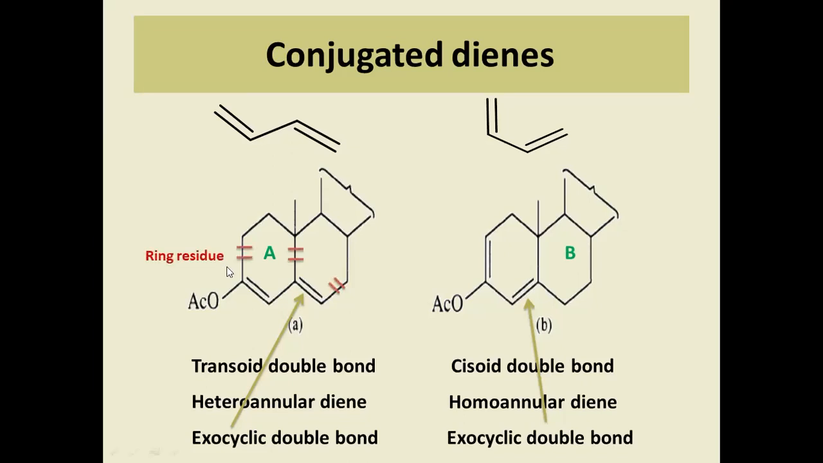These are the ring residues, which are attached to the conjugated diene system, which will contribute to the lambda max value. In example B, these are the ring residues which are attached to the conjugated diene system, which will contribute to the lambda max value.